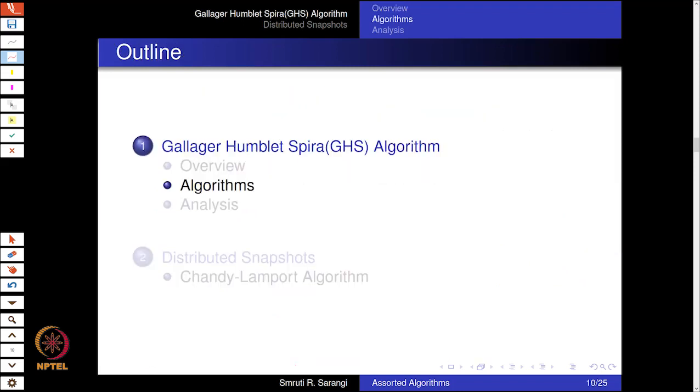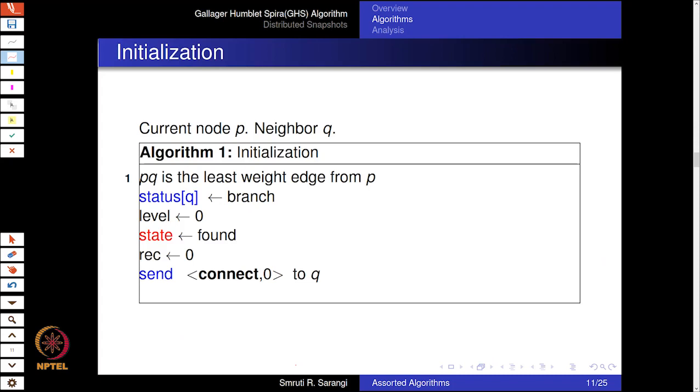Alright, so now let us discuss the algorithms. We have many algorithms, 8 or 9. Always the assumption is that the current node is P and the neighbor is Q. So let us look at the initialization. Initialization is when things are starting. Let's say that I am node P.